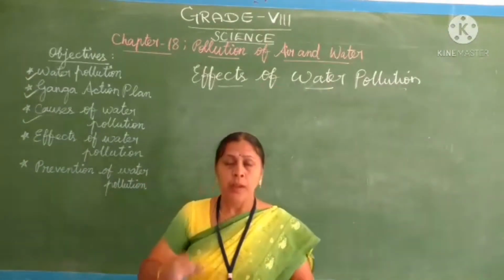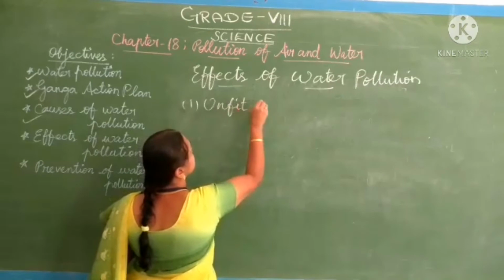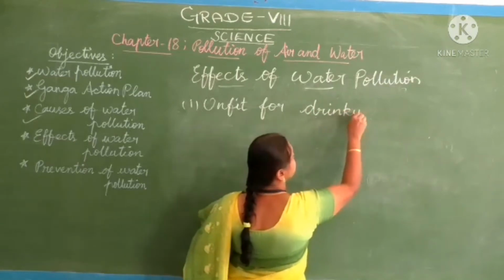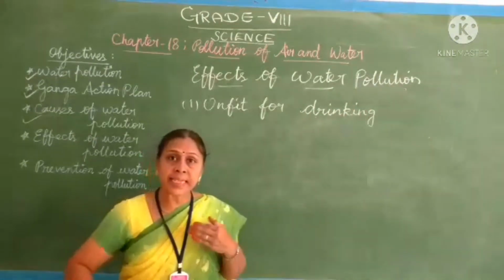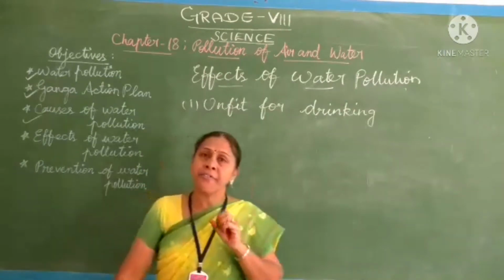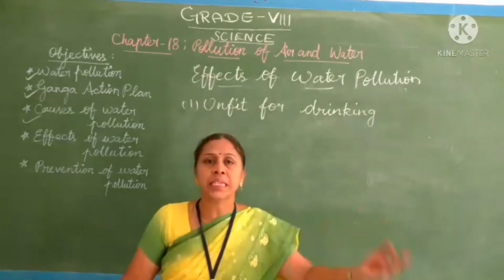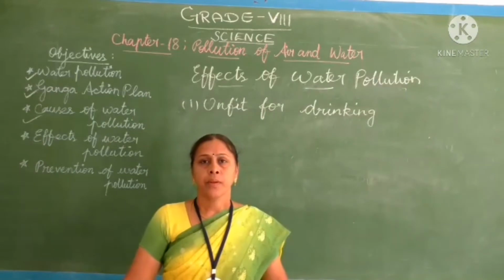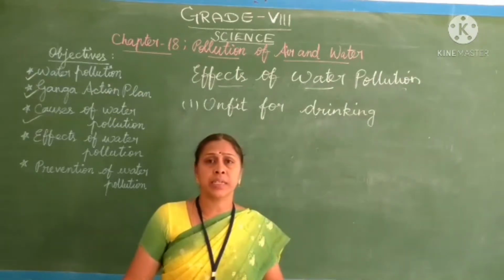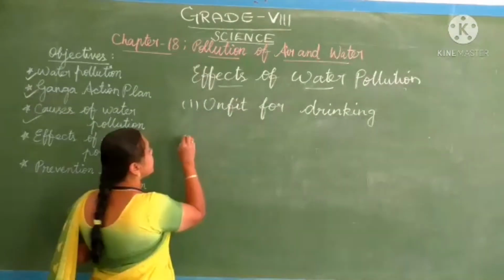First one, the water will become unfit for drinking. The main thing, we use water for drinking. One of the basic necessities of life is water, and the water will become unfit because of water pollution. Many toxic substances will mix with the water, so we can't use that. And because of these toxic substances, the microorganisms will develop, and many waterborne diseases will come.